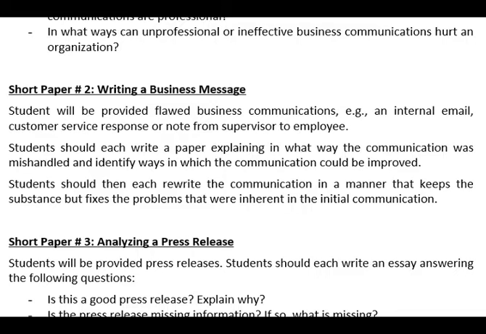There are this problem, that problem, the other problem, and then we expect you to rewrite the communication. Fix the email. Just rewrite. It's not going to be a long one. I'm not going to give you a 10-page opus.